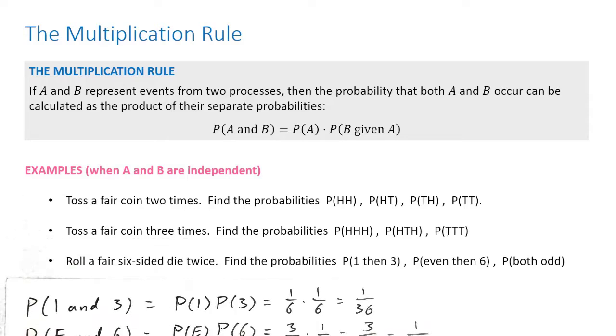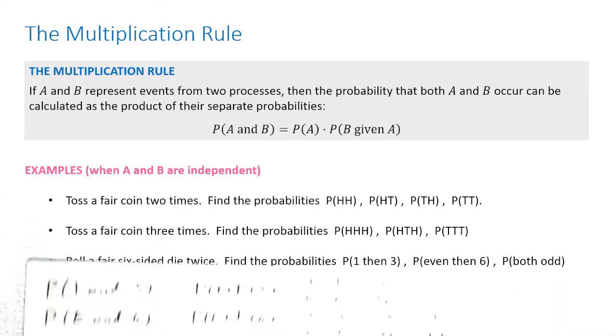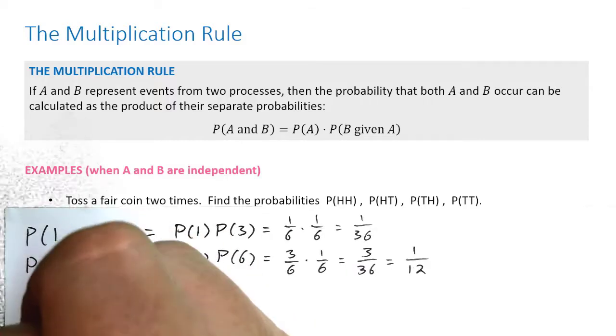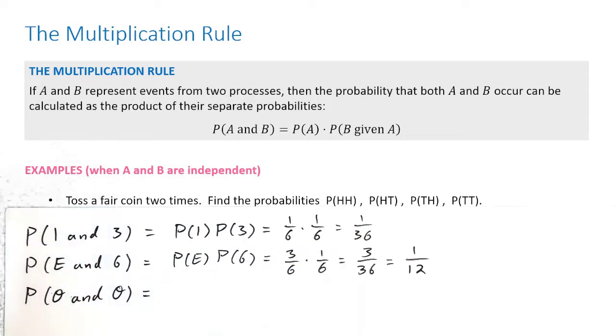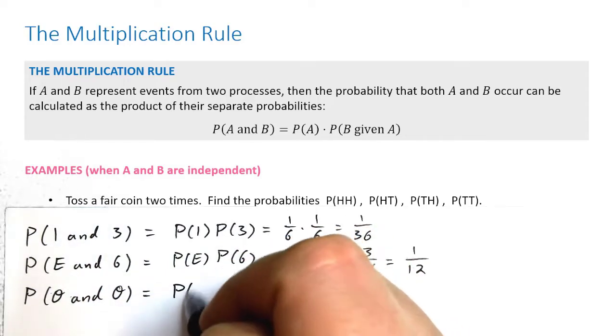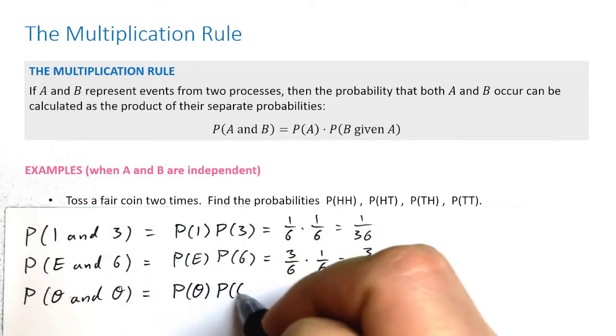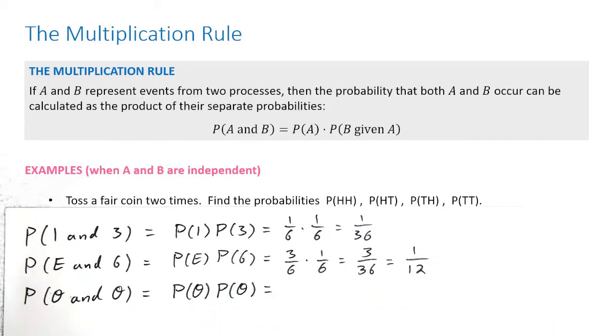And then finally, the probability of getting 2 odd numbers, right? So that'll be the probability of getting odd and odd. Well, that's the probability of getting odd times the probability of getting odd. What's the probability of getting an odd number?